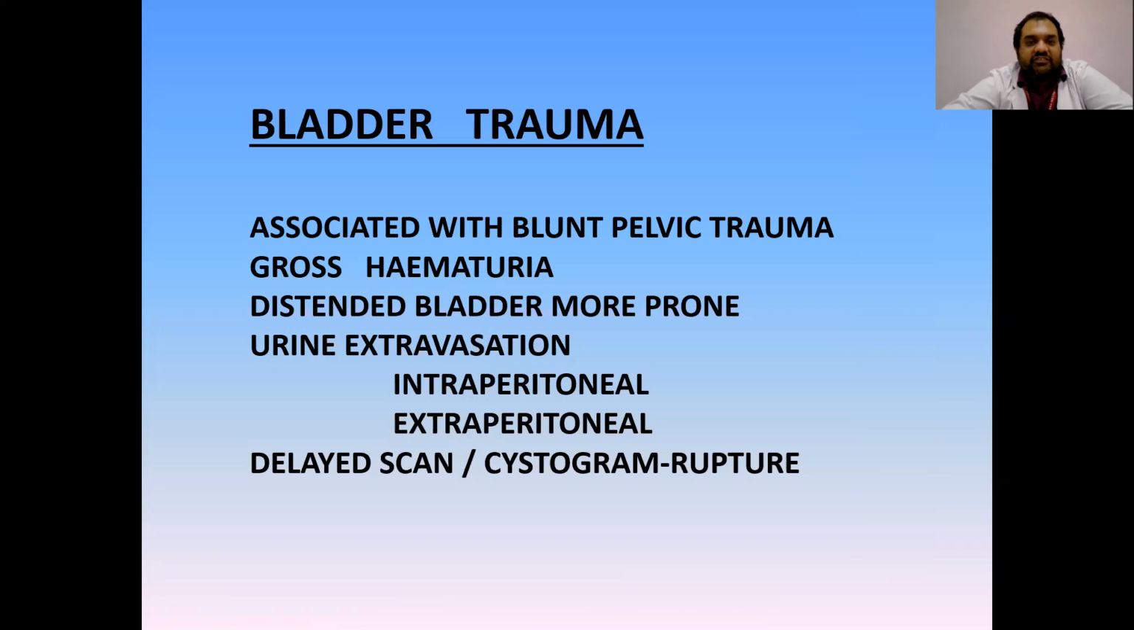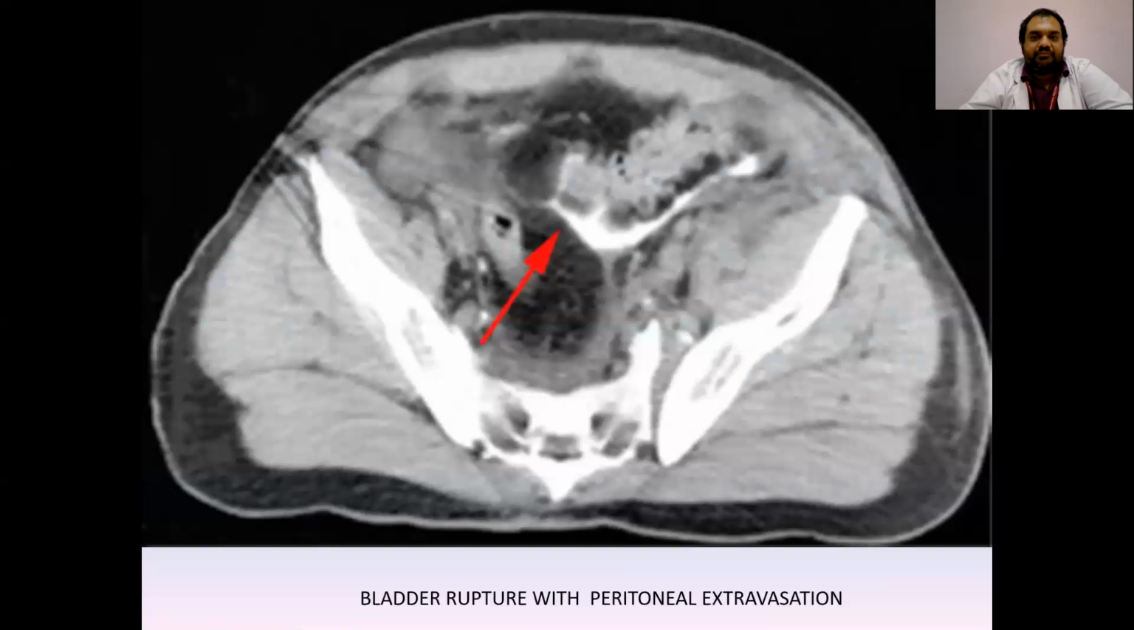Bladder trauma is associated with blunt pelvic trauma. Symptoms are gross hematuria, distended bladder, and urine extravasation, which may be intraperitoneal or extraperitoneal. A delayed scan or cystogram will show the rupture. Here the red arrow is showing the bladder rupture with peritoneal extravasation. You can see the extravasation, the hyperechoic line in the peritoneum.